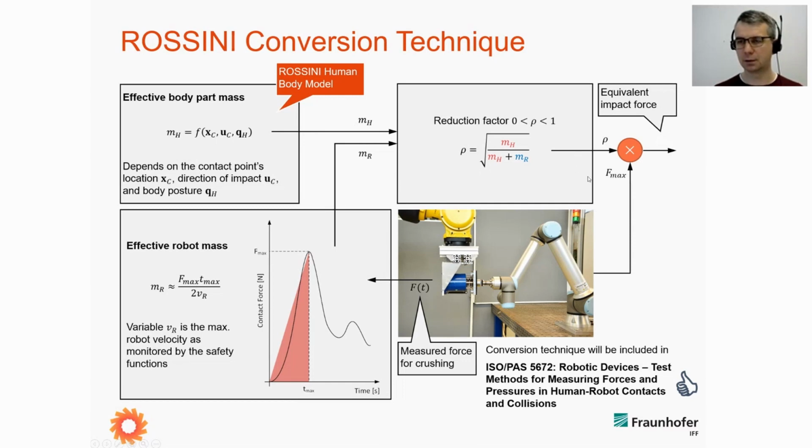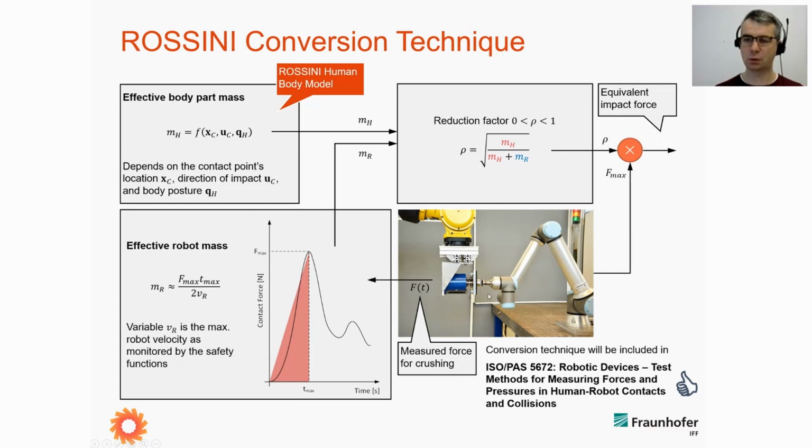So by simply multiplying the maximum force by the reduction factor, this will give us an equivalent impact force. Sorry, you cannot see the symbol here because it's drawn in white. So here should be an Fmax with a star. And the good thing is, I would say, a huge success for the Rossini project.